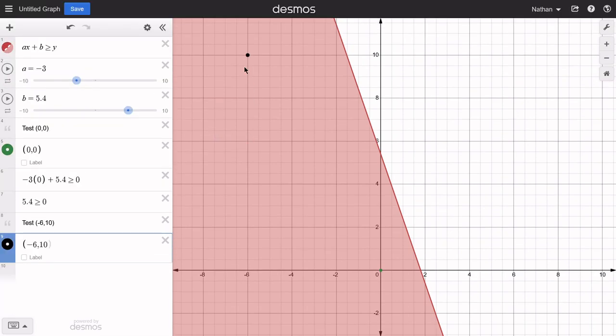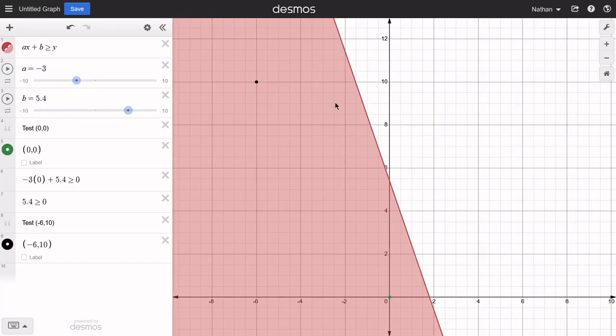Okay, there's that point. And this should be a true statement as well, since it's in the solution region that Desmos is showing. So if we test that, we get a is negative 3, x is negative 6, then plus 5.4 greater than or equal to y, which is 10 in this case. And so now all you need to do is simplify the statement down. Negative 3 times negative 6 is positive 18, plus 5.4 greater than or equal to 10.